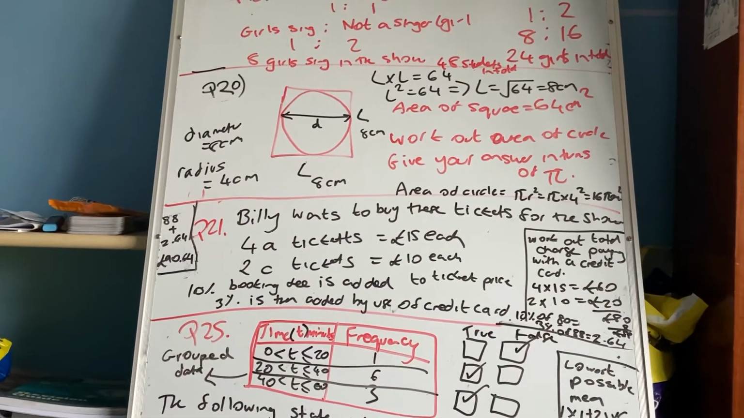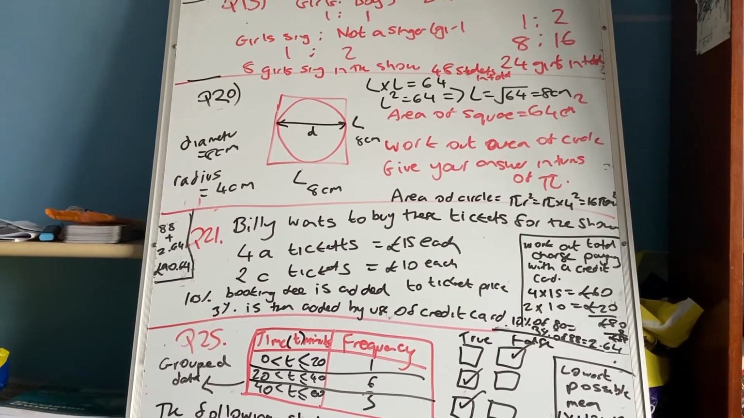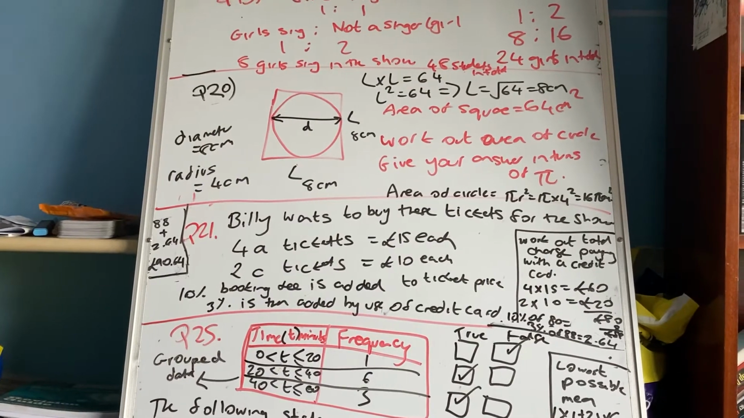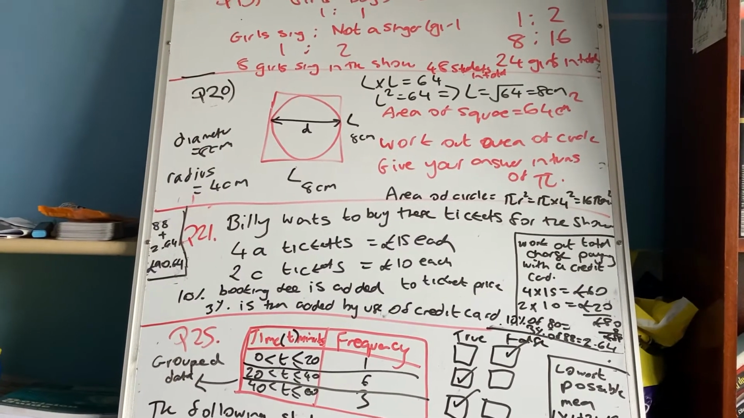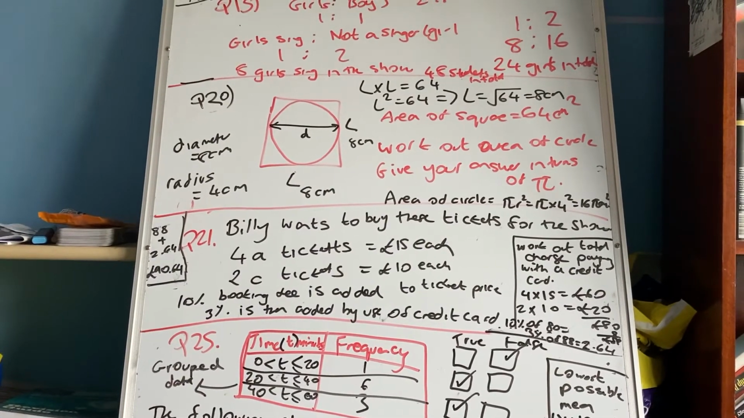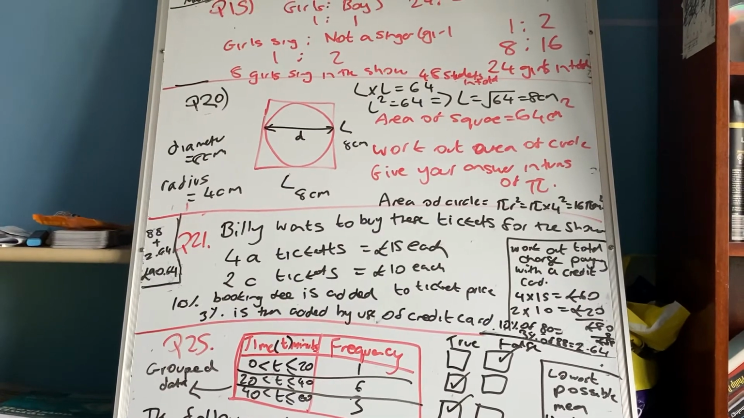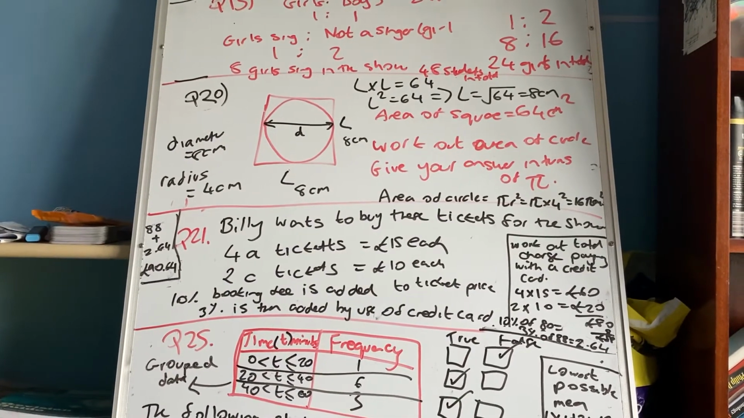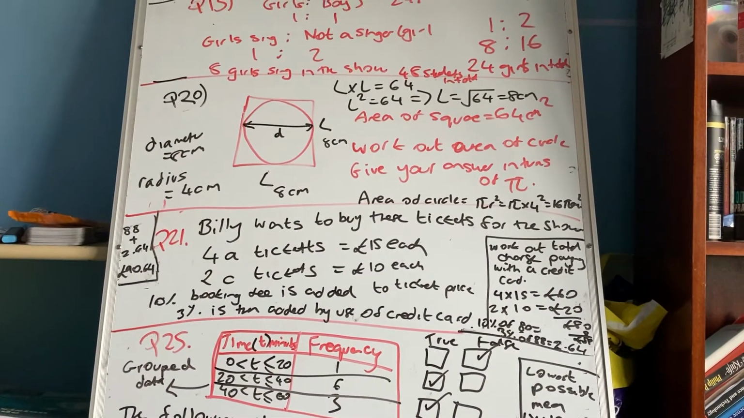Well, firstly, each adult is £15, so 4 times £15 is £60. So the total price for adult tickets is £60. For child tickets it is 2 times £10, because £10 each. 2 times 10 is 20. 60 plus 20 is £80. So the tickets in total cost £80.